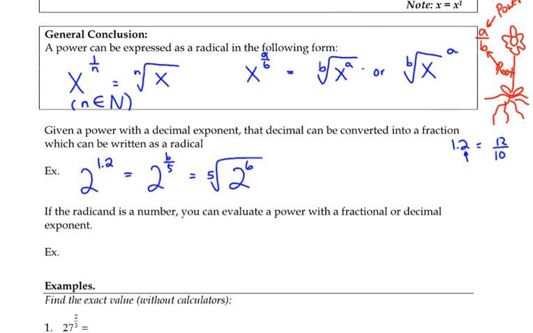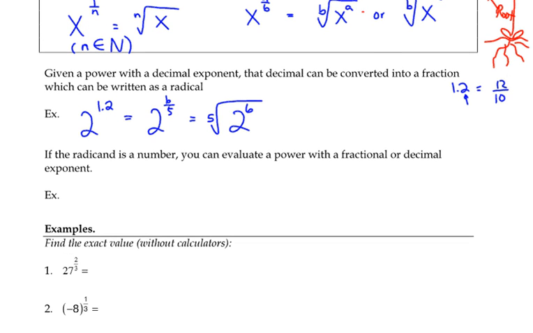If a radicand is a number, you can evaluate a power with a fractional or decimal exponent. Okay, so for example, if we have 27 to the 4/3. So when we have a fractional exponent, it's very difficult.